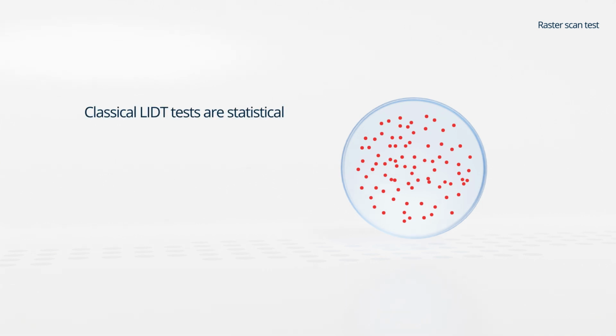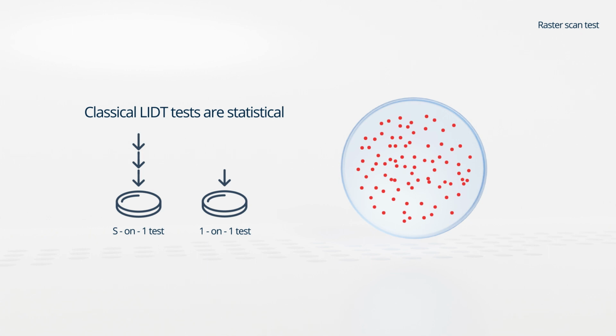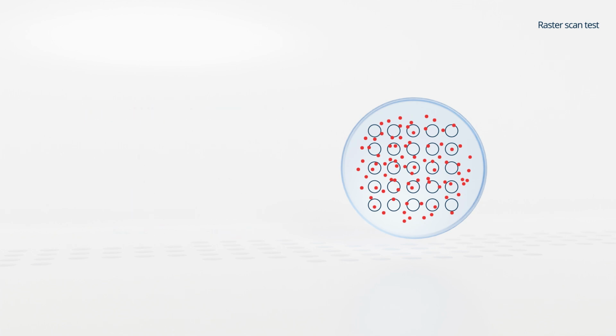Classical approaches of laser-induced damage threshold testing, such as the S-on-1 or 1-on-1, are all statistical. They are based on a matrix with isolated test sites, each irradiated by a small laser beam if compared to optic size. Thus, classical testing works well for classical optical elements when defect density is rather high.